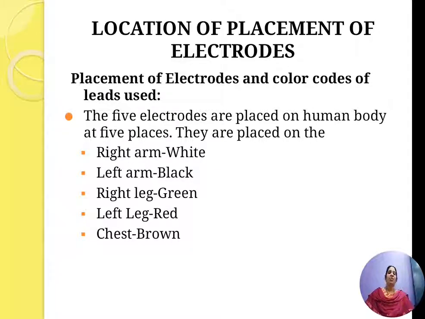For the right arm we are using white. For the left arm, black color; for the right leg it is green; for the left leg it is red in color; and for the chest, the common color is brown. So these are the different color codes which we are using for the placement of electrodes. Left arm is black, right arm is white, left leg is red, right leg is green, and chest is brown.